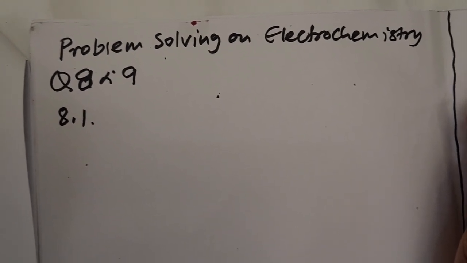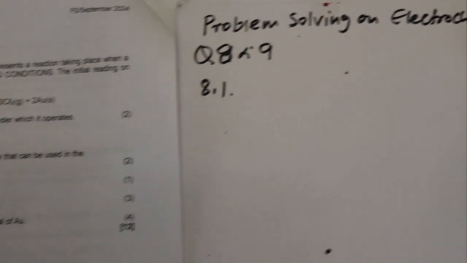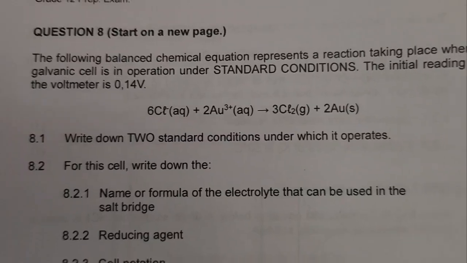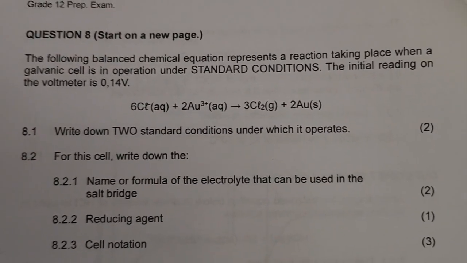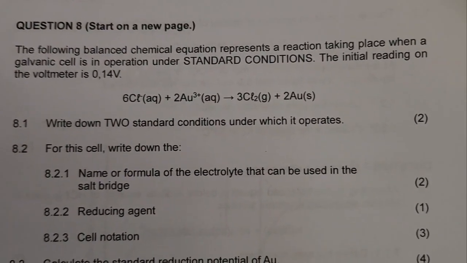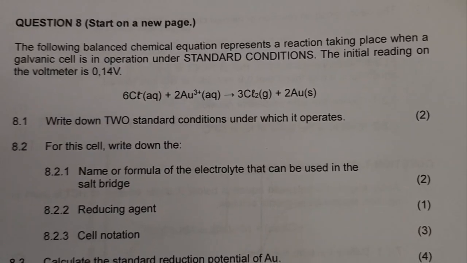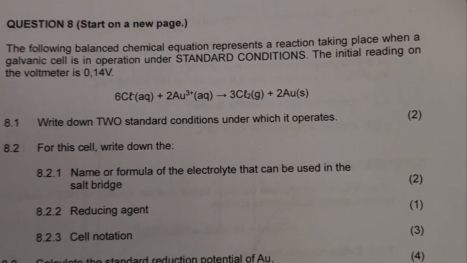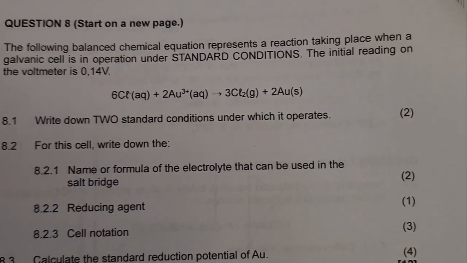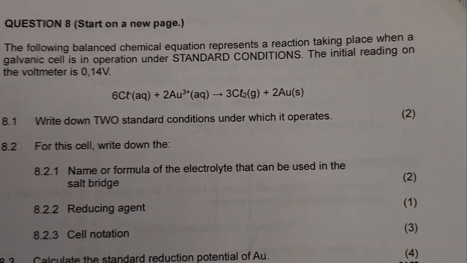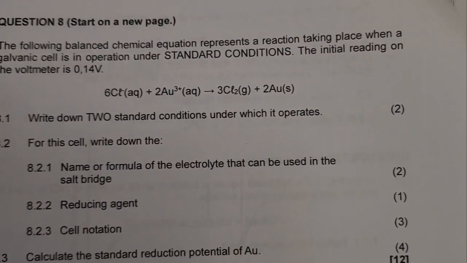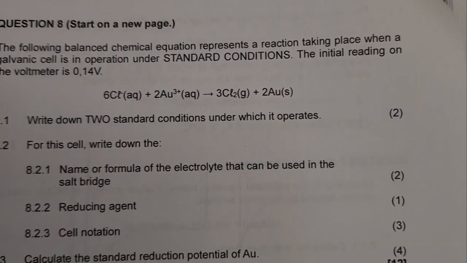So let's start with your galvanic cell. In the recent question paper, here is question number 8. They are telling us that the following balanced chemical equation represents the reaction taking place when a galvanic cell is in operation under standard conditions. You see, it's now in upper case, STANDARD CONDITIONS. Be careful with that. Remember the conditions under standard.